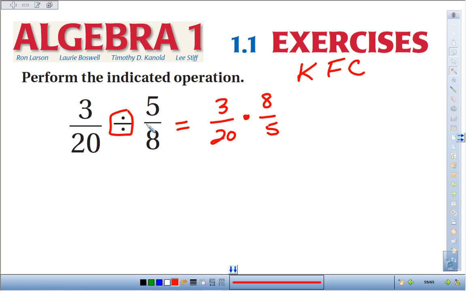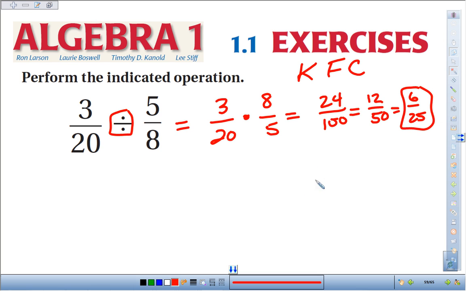So dividing by a fraction is the same as multiplying by the reciprocal of the second term. In this case, we get 3 times 8 is 24 on top. Multiplying fractions, we just work right across. 20 times 5 is 100. You might notice that both are even, so we can divide that into 12/50. Again, both are even, so we can divide it into 6/25, and I think that's as far as we can go.